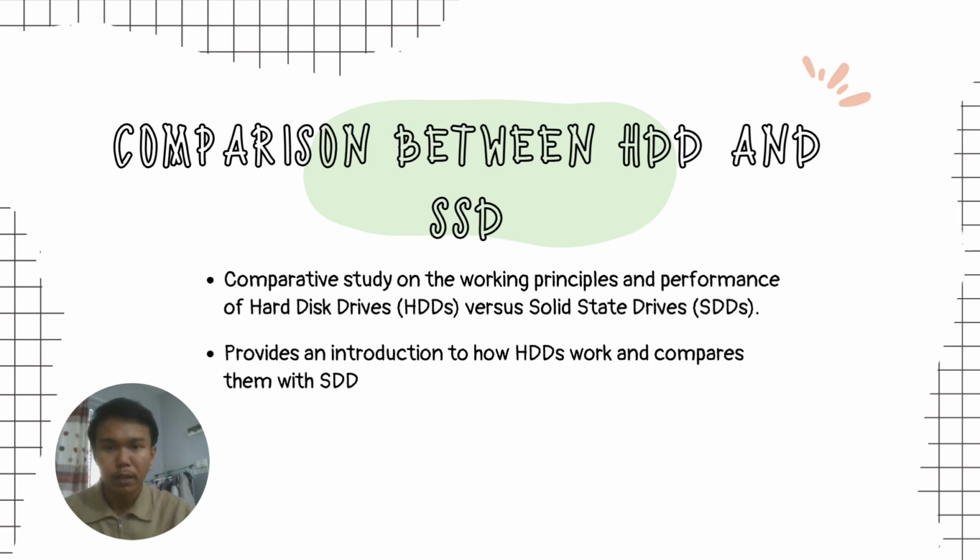For this part, I will do a comparison study between the HDD and SSD. Solid state drive (SSD) and hard disk drive (HDD) are data storage devices. The difference between them is that SSD stores data in flash memory, which is temporary, while HDD stores data on a magnetic disk permanently.